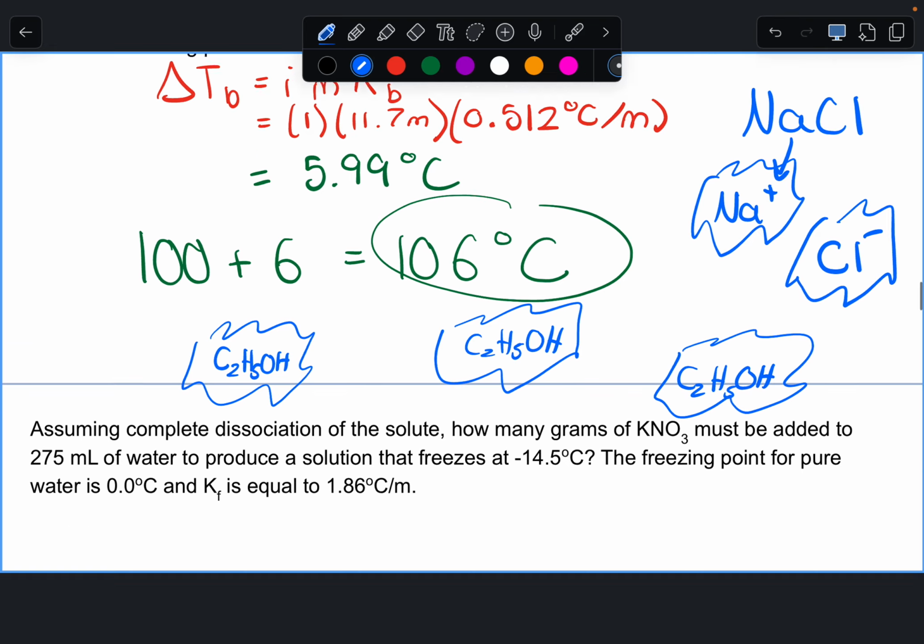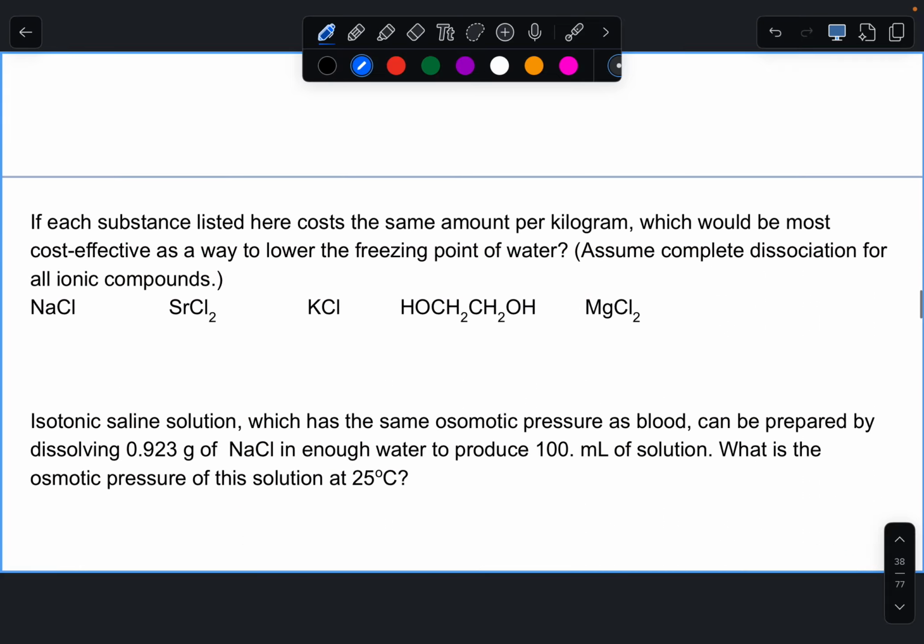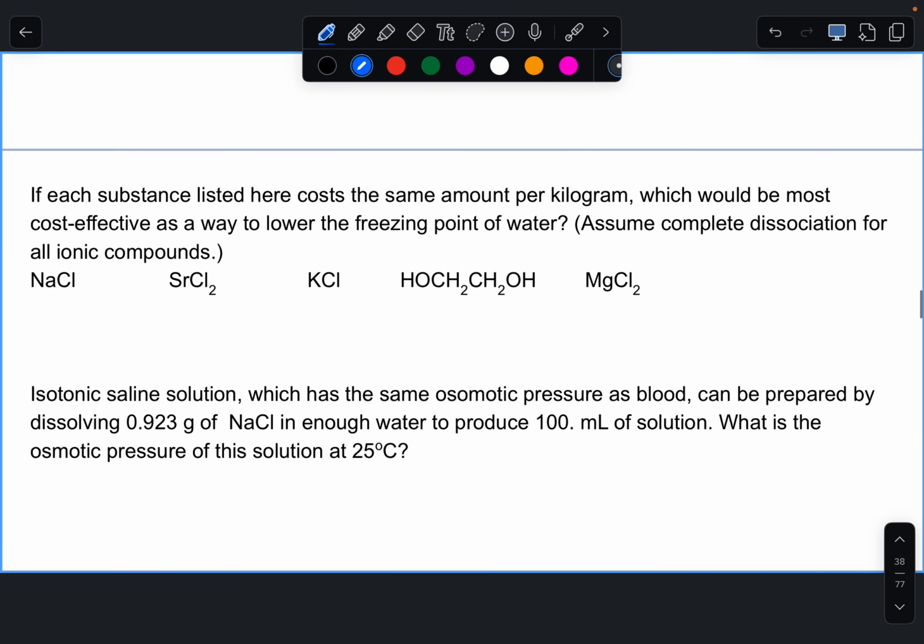So just to practice this a little bit, skip this slide and go down to this next one. We're just going to look at this top problem, and I'm going to add one more on here too. It's less about the question itself and more just about making sure you guys know how to count the I's. This question asks about per kilogram. Let's just say per mole. So it says, if each of these costs the same amount per mole, which one would be most cost effective as a way to lower the freezing point of water?